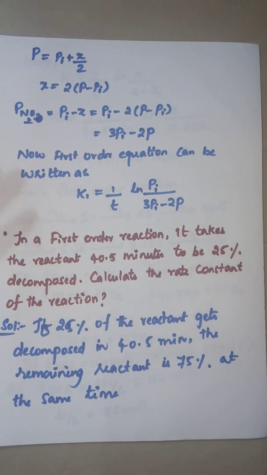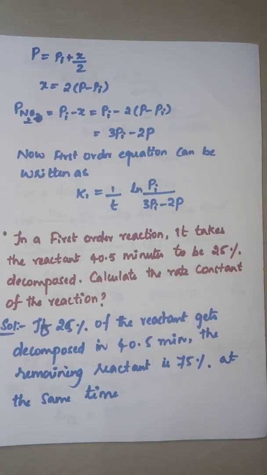So be prepared with this kind of model questions. Not much from the first order, but I have taken a few questions which you may get for 2 marks in the CSIR, we cannot say. Okay, so in a first order reaction, it takes the reactant 40.5 minutes to be 25% decomposed. Calculate the rate constant of the reaction.